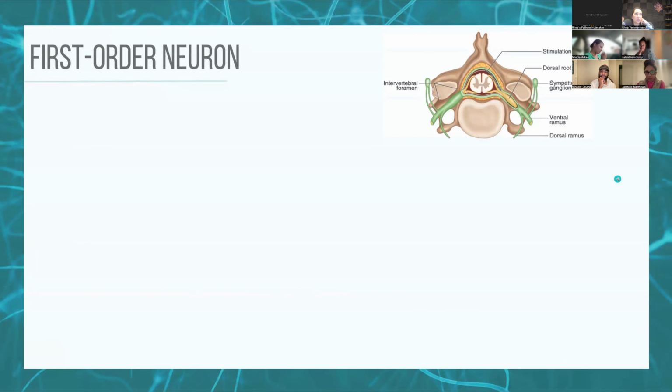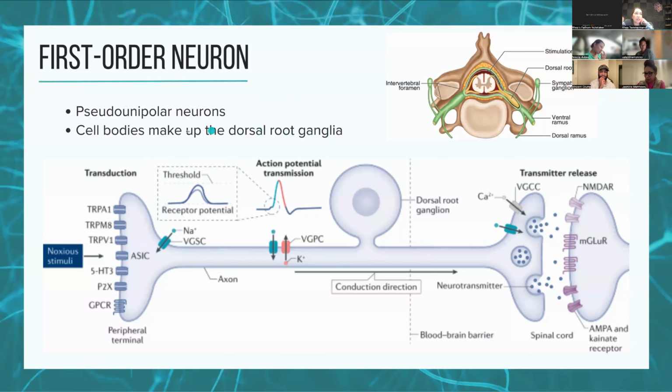So that's your first order neurons. Like I said, these are pseudo unipolar neurons. So that means the shape of it is, there's not one big, large cell body that's at the end by the dendrites, but the cell body is actually somewhere in the middle. And these cell bodies collect in one region of the CNS called the dorsal root ganglia.